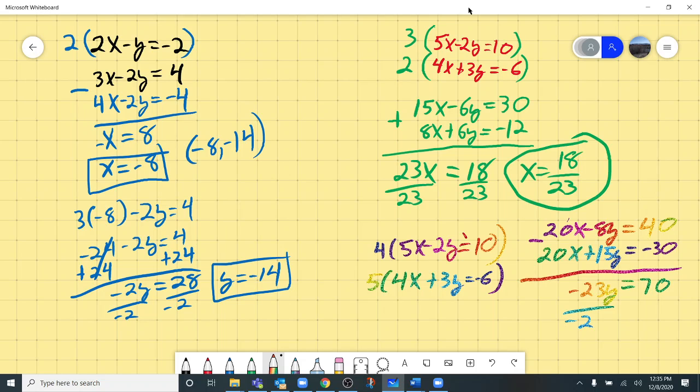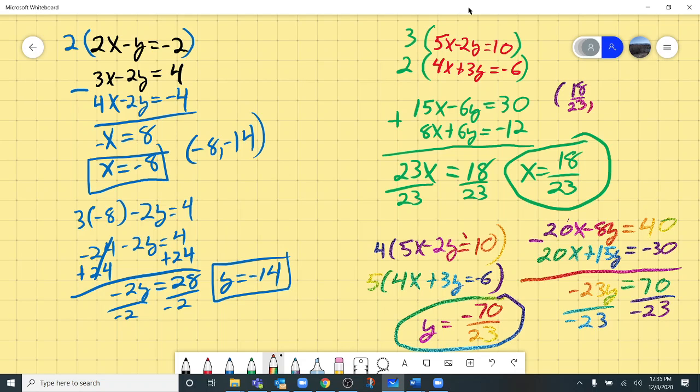Divide both sides by negative 23. And we end up with y equals negative 70 over 23. At least they both have the same denominator. But not very pretty numbers. If we were to graph this, it would be pretty hard to see what the answer is, right? To come up with an accurate answer. So our final ordered pair would be 18 over 23 and negative 70 over 23.